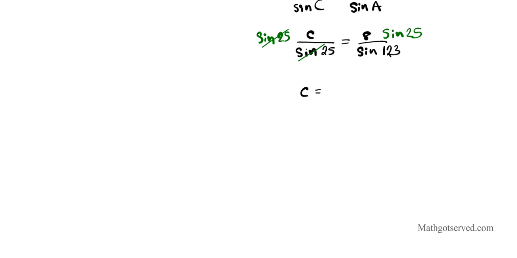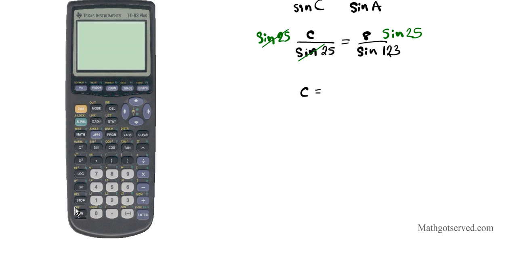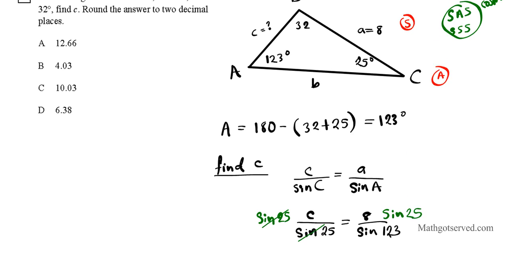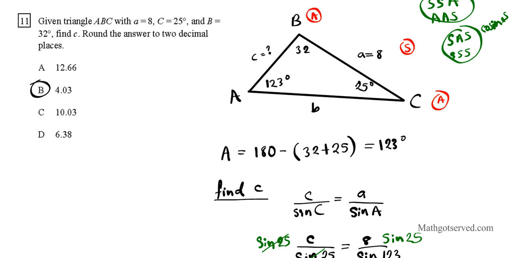Now let's plug that entire expression into our calculators and see what we get. So 8 sine 25 divided by sine 123. Enter. Final answer is 4.03. So our answer is little c is approximately 4.03. All right, so the answer to number 11 is option B. All right, so there you have it.